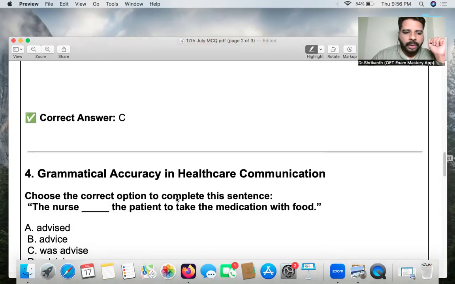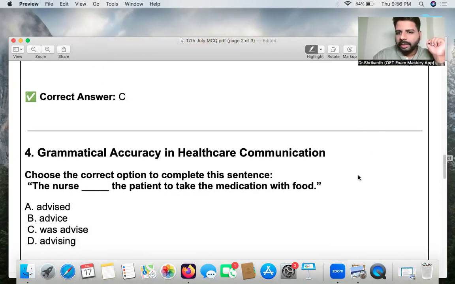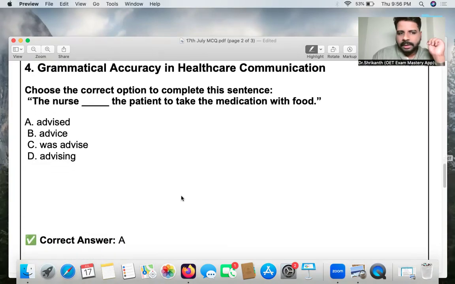Now let's go to the fourth one, and this is going to be testing your grammatical accuracy. So are you ready? Choose the correct option to complete this sentence. Here your grammatical range is important. The nurse dash the patient to take the medication with food. Right. So everyone has gone with answer option A. The right answer is answer option A.